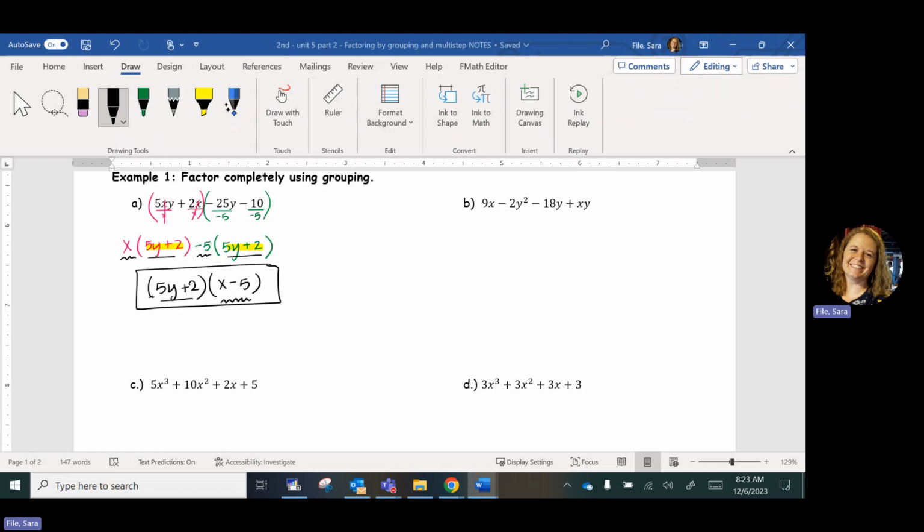Easy peasy, right? All right, let's try B. It starts with 9x minus 2y squared minus 18y plus xy. Is there a GCF here?